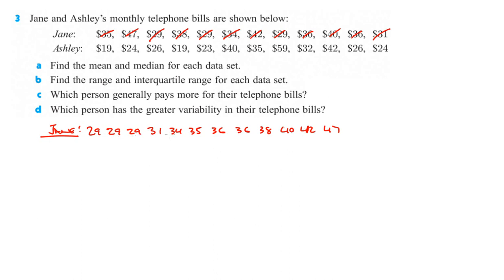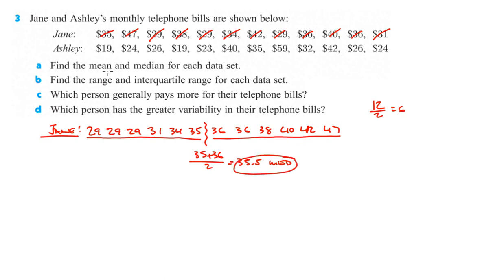So there's 1, 2, 3, 4, 5, 6, 7, 8, 9, 10, 11, 12 pieces of data. So if we take 12 divided by 2, that gives us 6. So that means we're going to have 6 below, and 6 above. So here's our median. So that means we're going to take 35 and 36 added together and divided by 2, which is 35 and a half. So for Jane, that's our median.